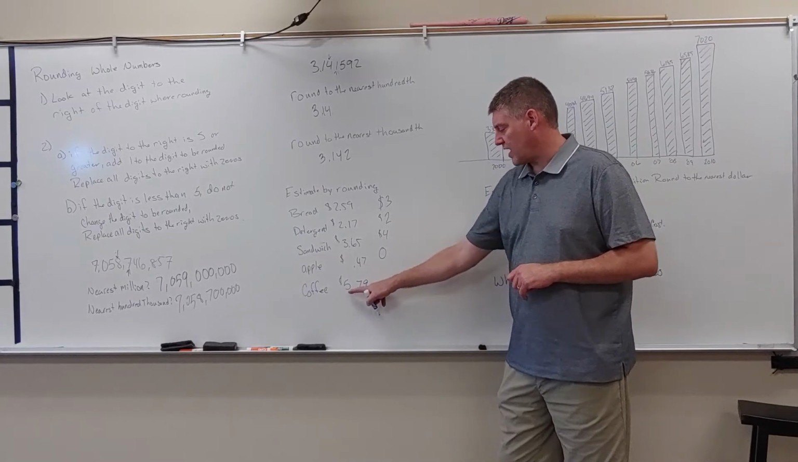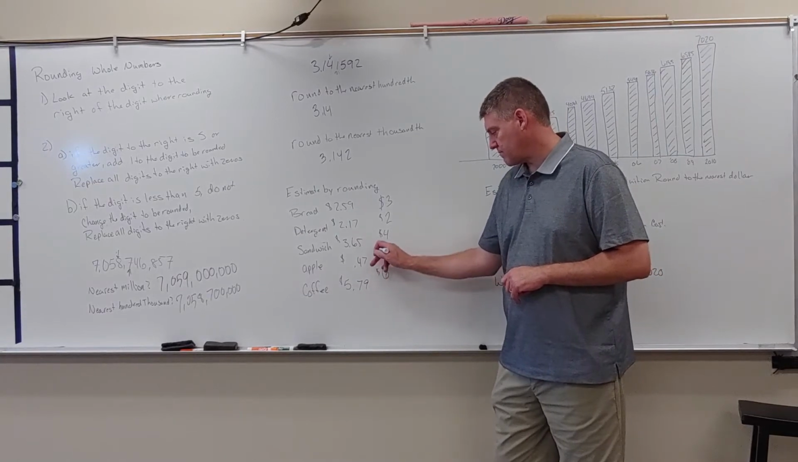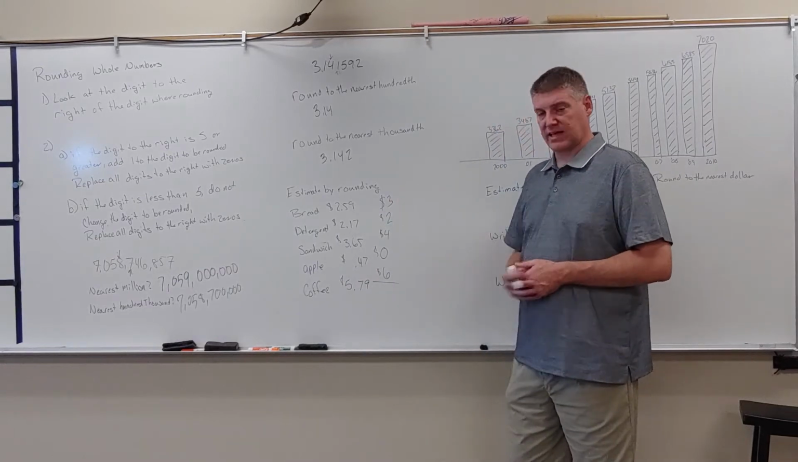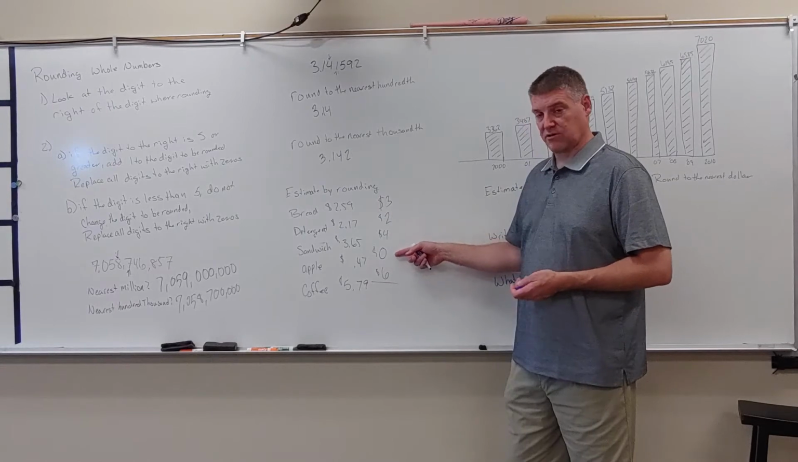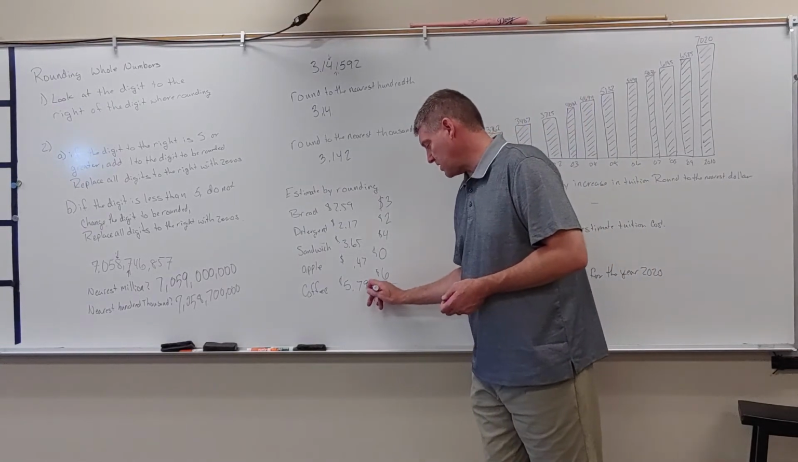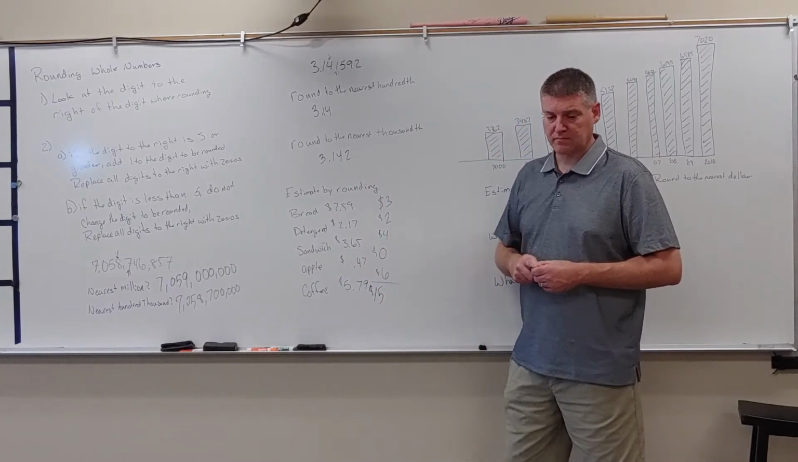So the last one is $5.79. This is going to round up to $6. And now this makes it a fairly straight process of adding these together. 3 plus 2 is 5, 5 plus 4 is 9, 9 plus 0 is 9, 9 plus 6 is $15. You would expect to spend an estimate on all this stuff is $15.